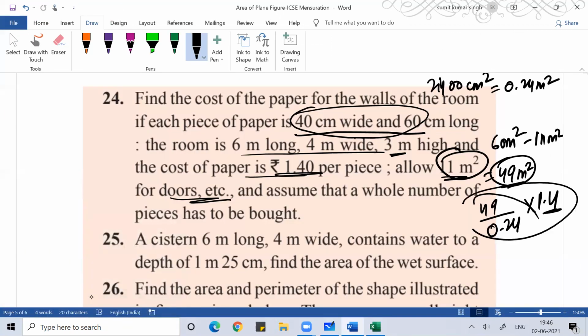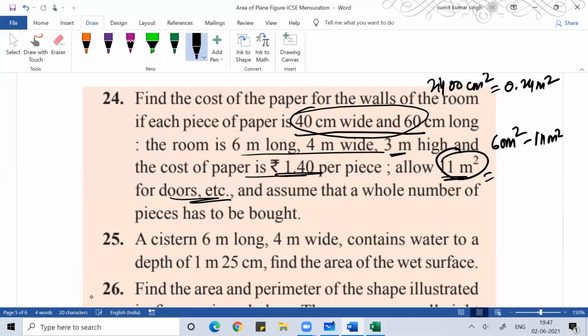Yes, sir. It was 204.17. Since it should be a whole piece, I rounded it to 205, a whole number of pieces to be bought. Yeah, so maybe there the differences are coming. So when you do, you get 205. When you multiply 205 into 1.40, you get 287. So there you are getting the difference.